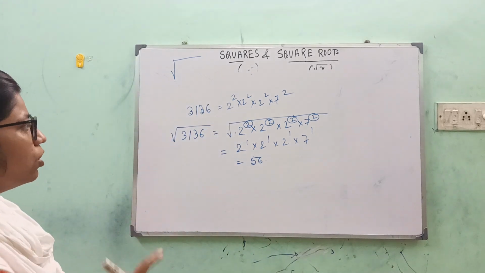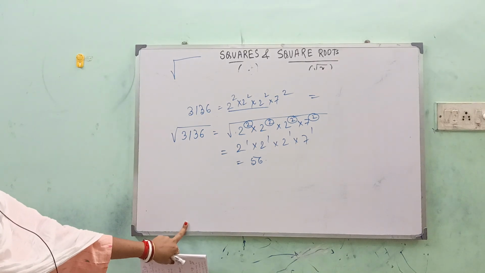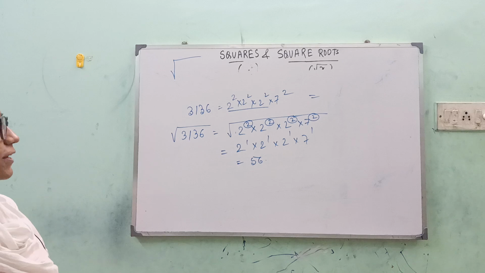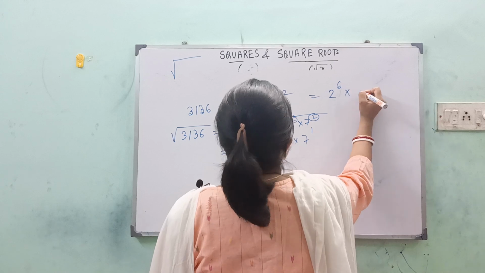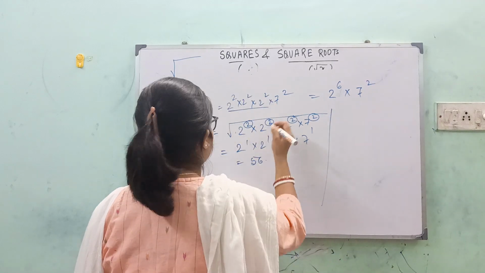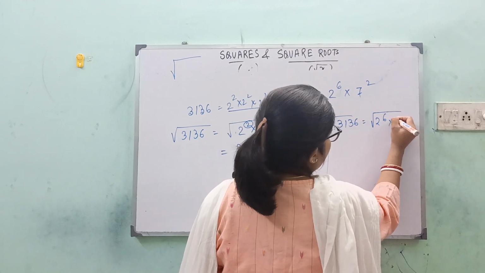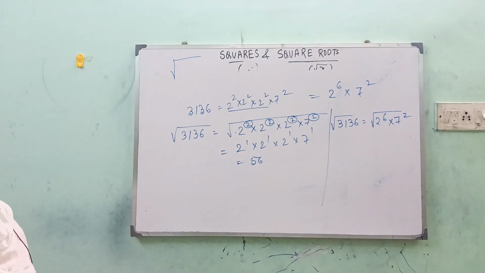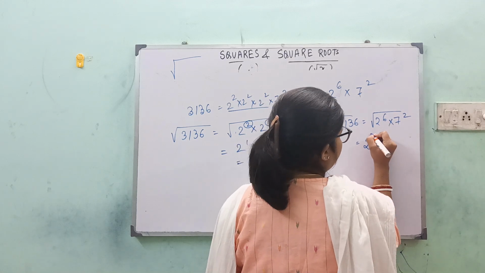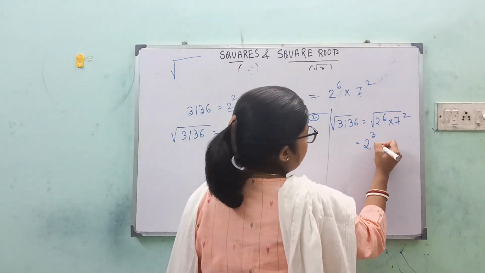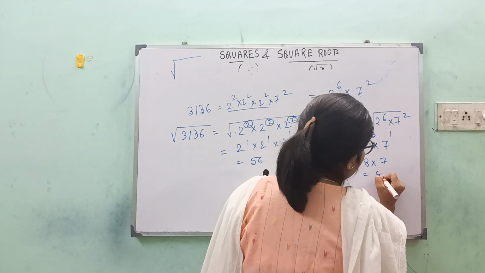This is one way you can do, or the other way you can do, since I have taught you already that when the bases are same, the powers can be added. Laws of exponents. So this is 2 to the power 6 into 7 square. The alternate way of doing it is, the square root of 3136 is 2 to the power 6 into 7 to the power of 2. As I said, the power has to be halved. So when 2 is brought out of the root sign, 2 will come with a power half. That is, power is 3. And 7 to the power of 1. So 2 cube is 8. 8 into 7 is 56.